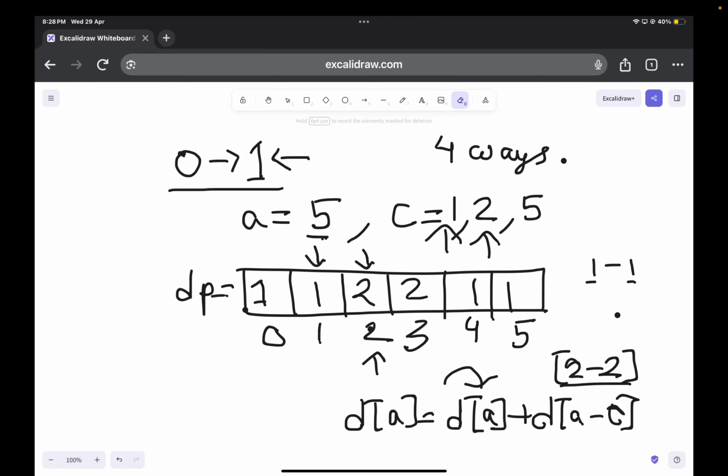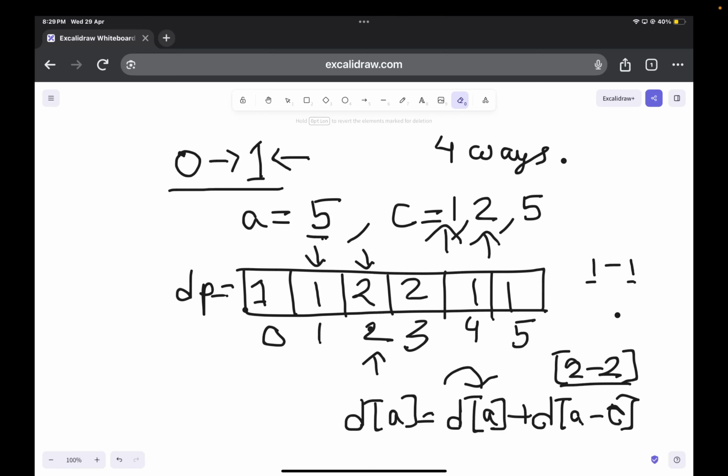Now you are having the 2 rupee coin. So what you are doing? You are taking the amount and subtracting the coin. So 3 minus 2. What is 3 minus 2? It is dp of 1. dp of 1 means you go and check how many ways were needed to make dp of 1. It is 1. So 1 plus previous. Previous means 1. 1 plus 1 is 2. Clear?